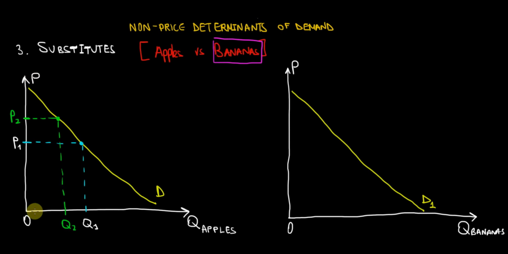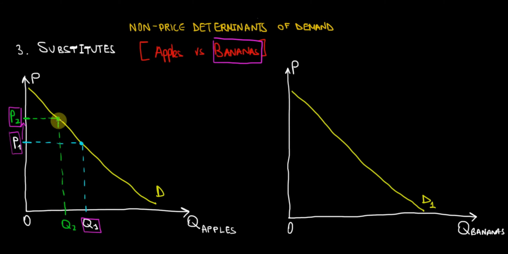Suppose over here that we have the price and quantity axis for apples. Now, the yellow curve is the demand curve for apples, and suppose that we have an initial price P1, and a corresponding Q1 in equilibrium. However, when the price increases to P2, so we have a change in price for apples, the quantity demanded for apples falls to quantity Q2 over here.